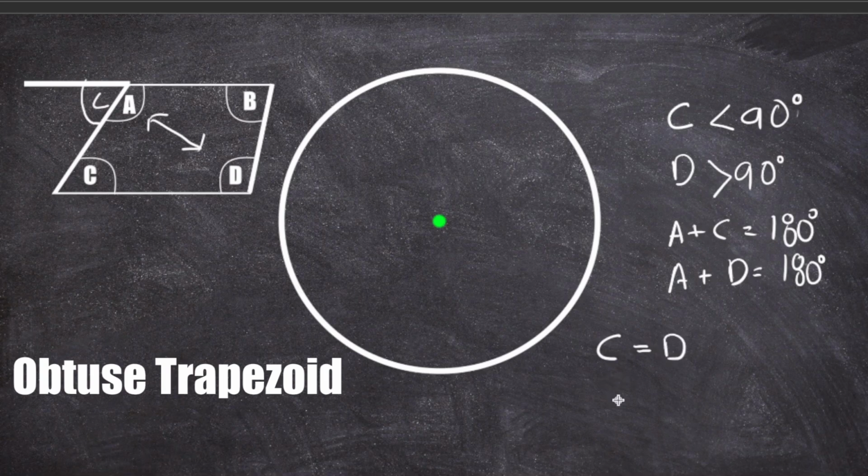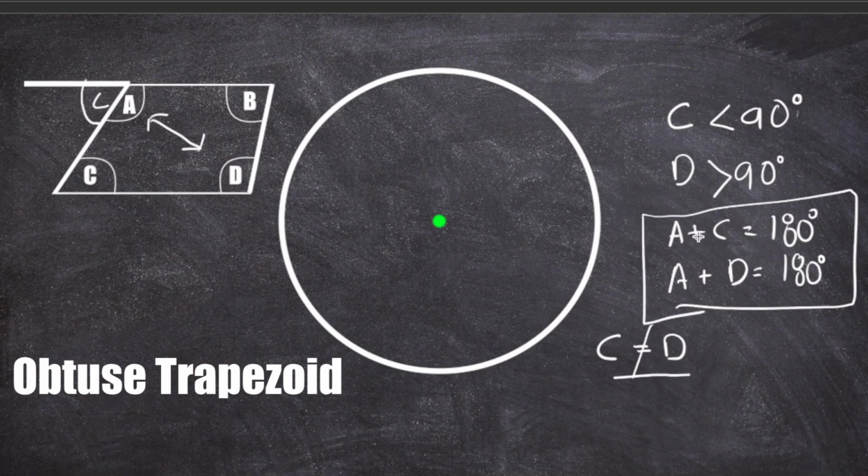And again, we have the same problem as before. We've shown that C is an acute angle, it's less than 90 degrees, and D is an obtuse angle, it's greater than 90 degrees. So it's impossible for C to equal D. So one of these two equations must be wrong. We showed that A plus C has to be 180 degrees, which means the opposite angles A plus D cannot be 180 degrees, and hence this shape cannot be a cyclic quadrilateral.